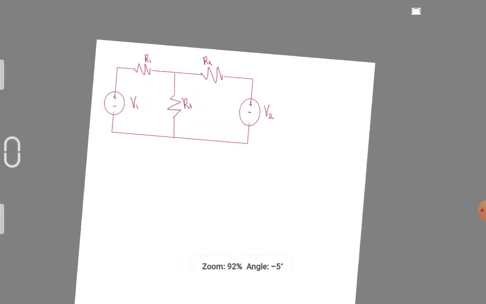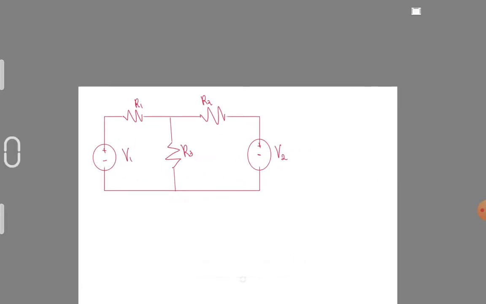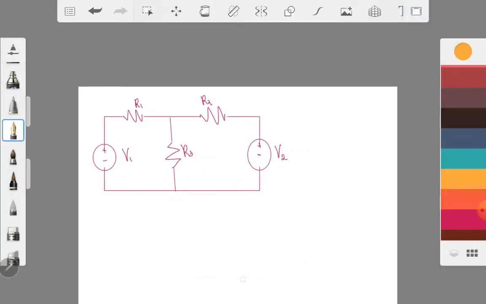So I will illustrate this one. As you can see, there are two meshes, mesh 1 and mesh 2. Always consider that the number of equations to be constructed will be equal to the number of meshes. So if there are two meshes found in the circuit, we will construct two equations.